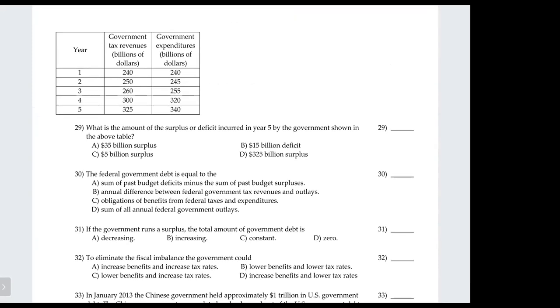29, what is the amount of surplus or deficit incurred in year 5 by the government shown above? So that's straightforward, right? You use expenditure minus tax revenue. So you have 15 billions of deficit. Okay.